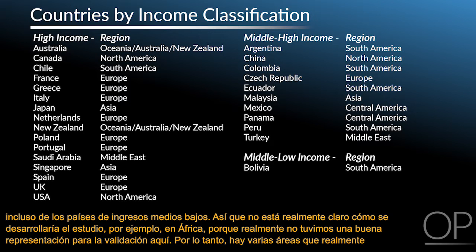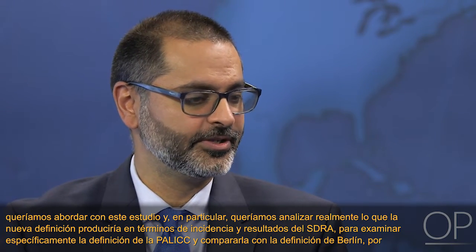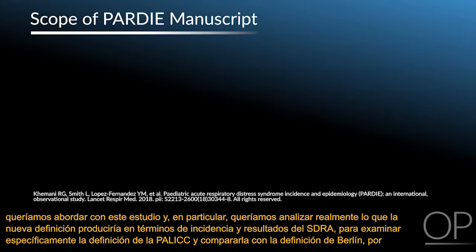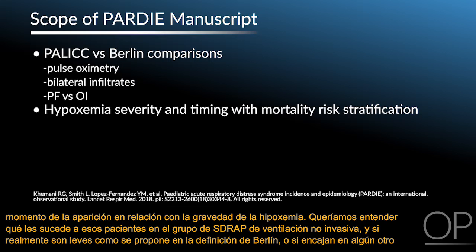So there are several areas that we really wanted to tackle with this study, and in particular, really look at what the new definition would yield in terms of incidence and outcome of ARDS. To look specifically at the PALICC definition and compare it to the Berlin definition, for example, and in particular the components that are different, the pulse oximetry components, the bilateral infiltrates components, and then the use of the oxygenation index instead of the PF ratio. We, of course, wanted to look at the timing issue with hypoxemia severity.